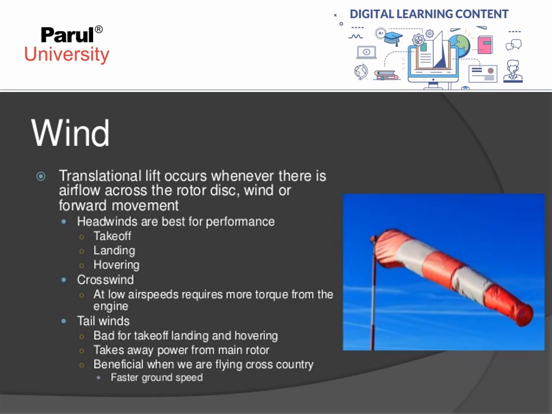For crosswind, at low airspeed it requires more torque from the engine. And tailwinds are bad for takeoff, landing, and hovering, taking away power from the main rotor, but beneficial when we are flying cross country because of faster ground speed. This is the feature about the winds, right? Tailwind, crosswind, and headwinds. Now we can go to the next.